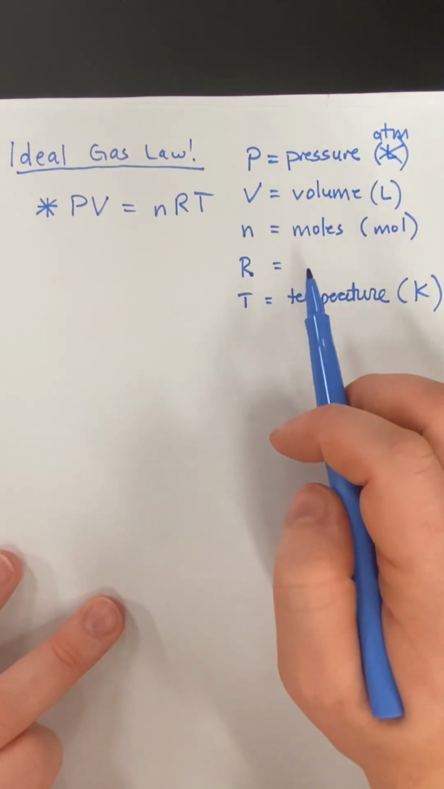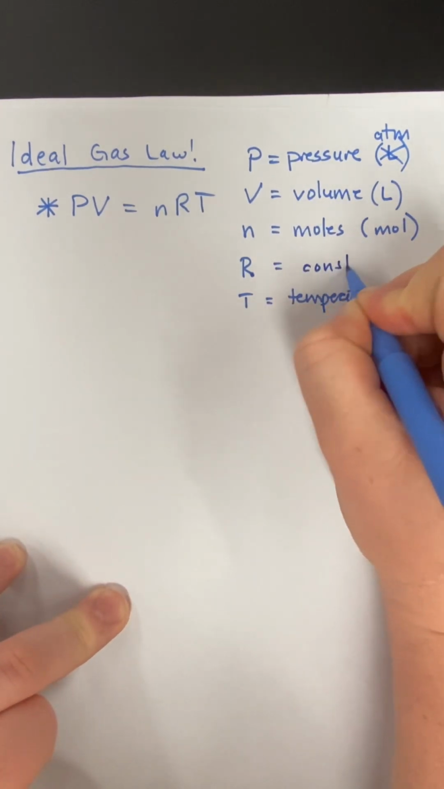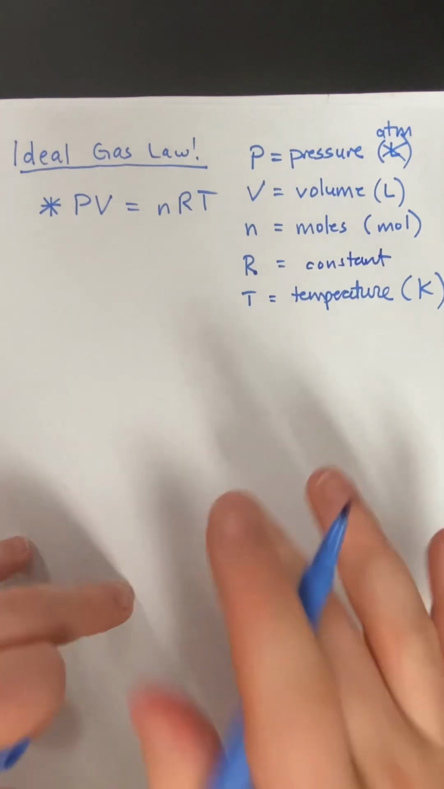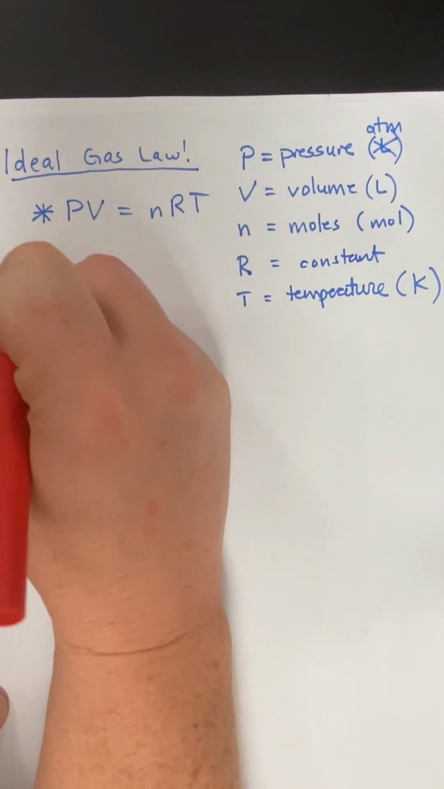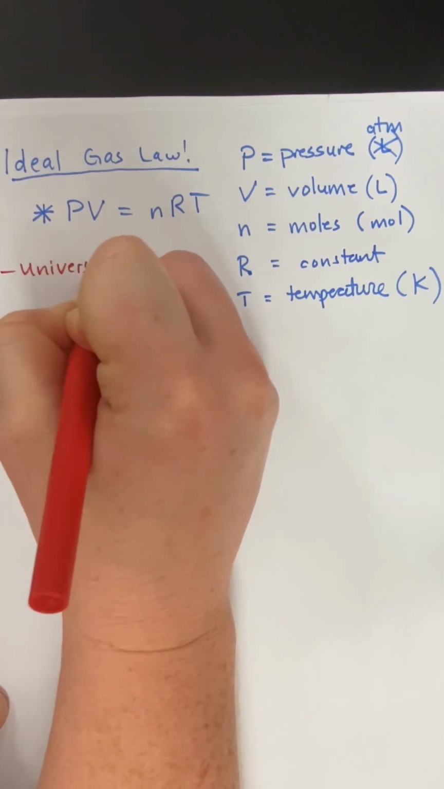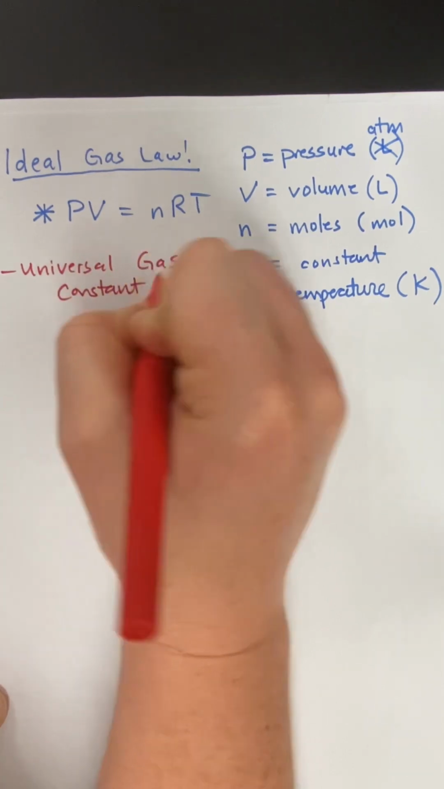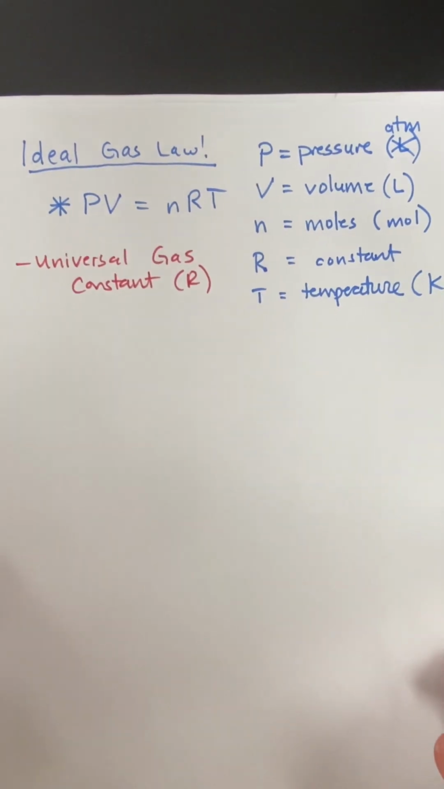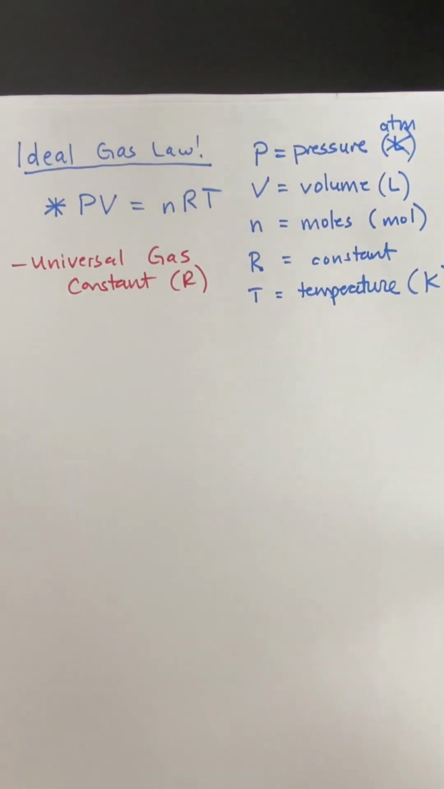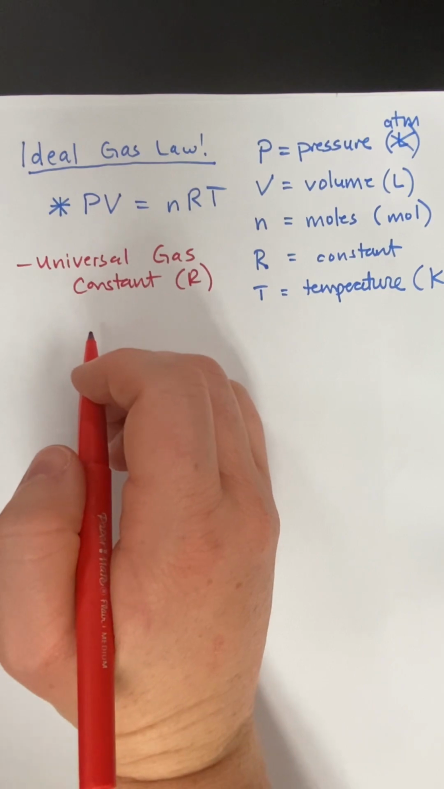What about this R? What is R? R is a constant. I'm actually going to write it over here just to have a little bit more room. R is known as the universal gas constant. So why is it R? I honestly have no idea. Because K was already taken and C was already taken, and so we made it R, as they love to do.